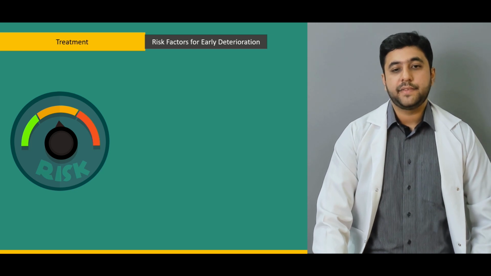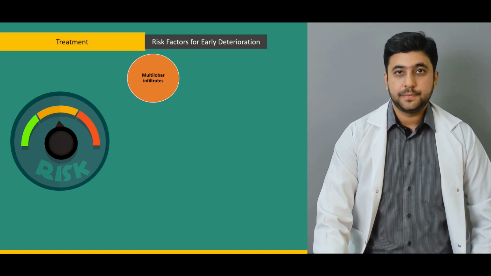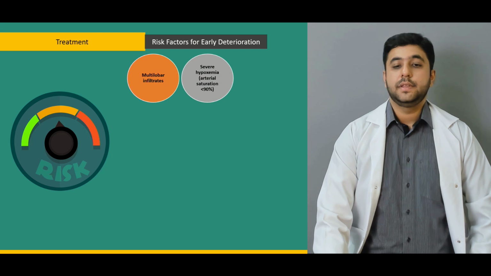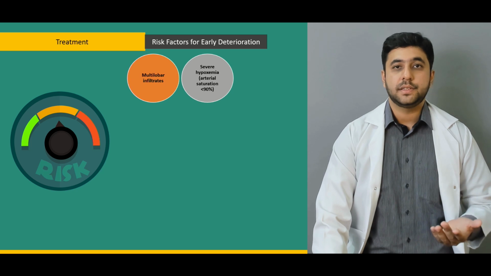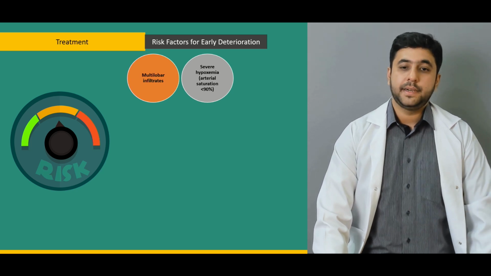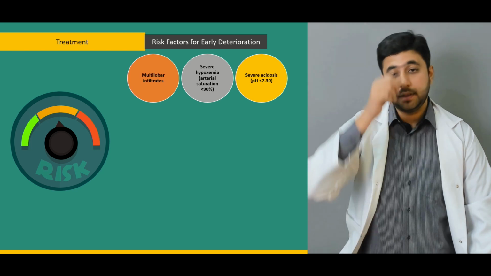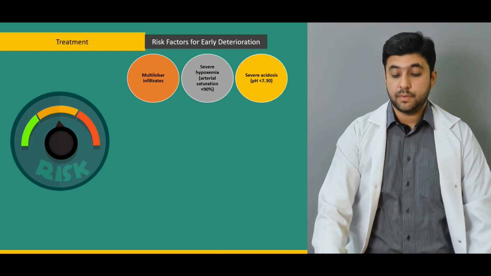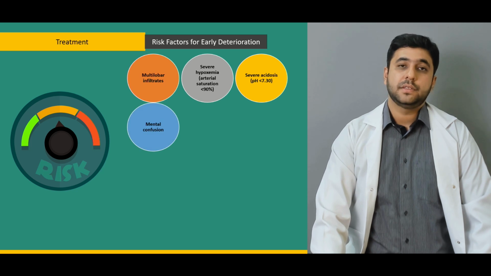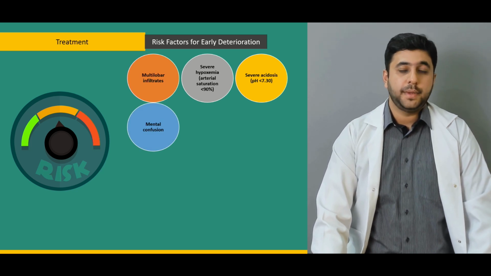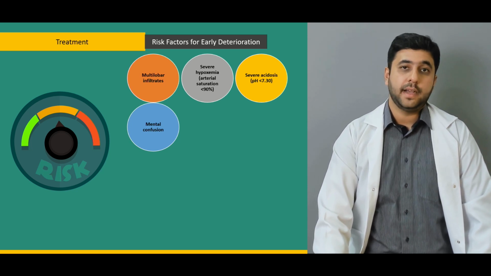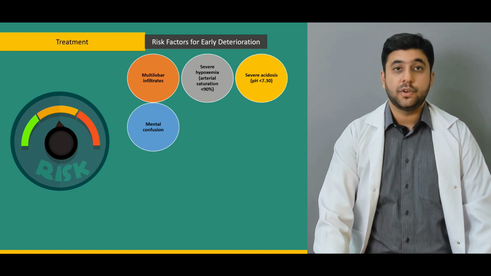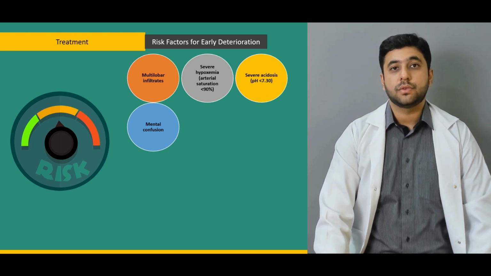These are the various risk factors for early deterioration. Number one, if a patient develops multilobar infiltrates, if the patient's saturation goes low, less than 90%, or he develops hypoxemia, which is PO2 less than 60, or if a patient develops severe acidosis, his pH goes less than 7.3. If a patient starts having delirium or mental confusion, he was perfectly fine yesterday, today you saw the patient is delirious. Now it's time to shift him to the ICU and investigate what is the reason for his delirium, what is causing the mental confusion.